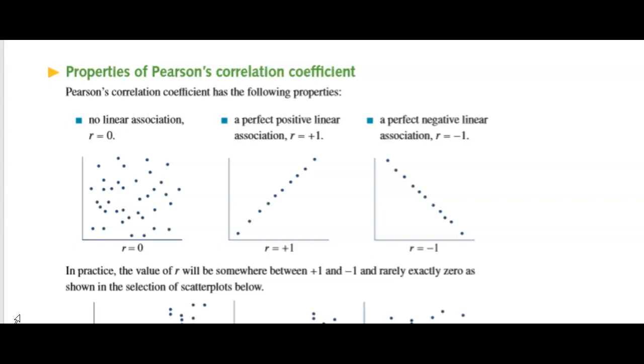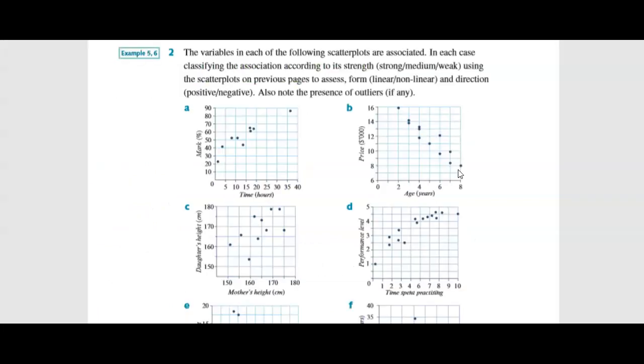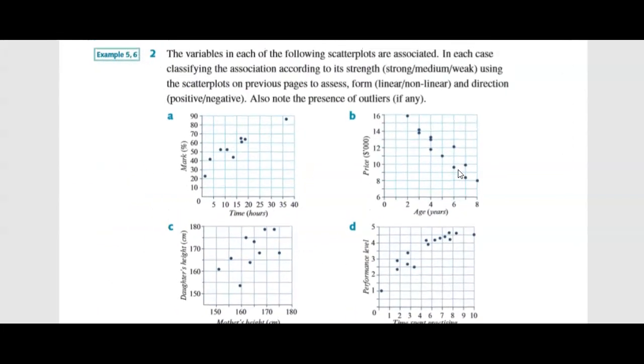All right, let's have a look at some textbook questions. Just having a look at question 2. We're describing these scatter plots in terms of strength, form, and direction. It uses the word medium here. You should really use the word moderate. I don't know why the textbook has used the word medium, but it should be strong, moderate, or weak.